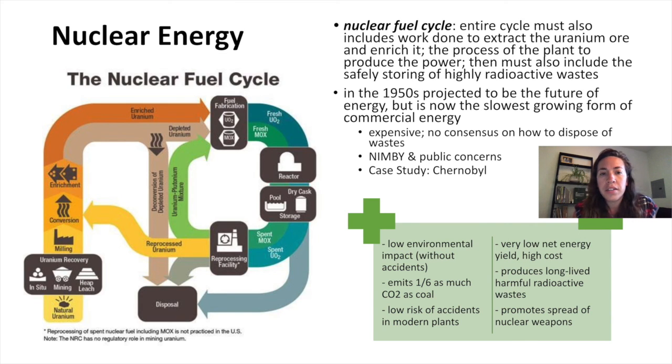The nuclear fuel cycle is the term that refers to the entire cycle of the extraction of the ore, the enrichment and the refining of the ore, the producing of the fuel rods, the actual production of power at the nuclear plant. And then once the fuel rods are spent, we have to basically store them because they're still really radioactive and they can't be exposed to people, to nature, etc. And in the 1950s, when nuclear power really came online, this was thought to be the future of energy.